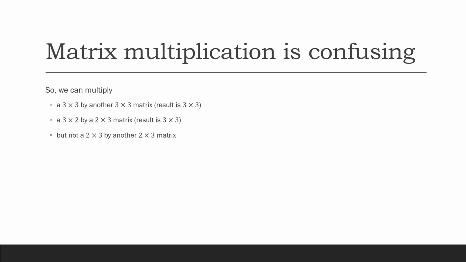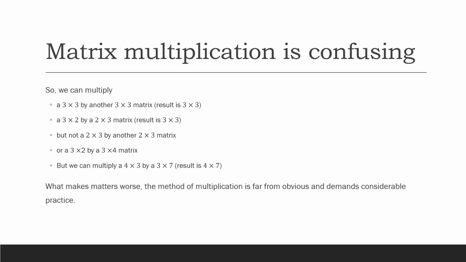But we can't multiply a 2 by 3 by another 2 by 3 because look, the first matrix has 3 columns and the second has only 2 rows. It won't work. It's another example of an impossible multiplication. There's a big one. We'd get a 4 by 3 multiplied by a 3 by 4 gives us a huge matrix, 4 by 7, 28 elements. So the practice is it's really not obvious at all, okay?